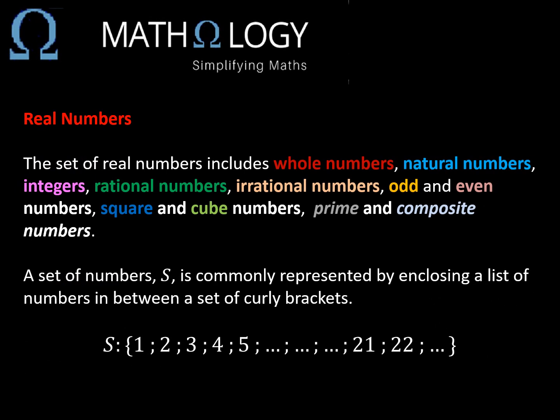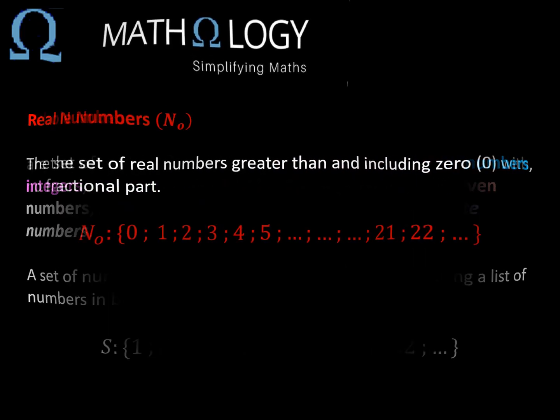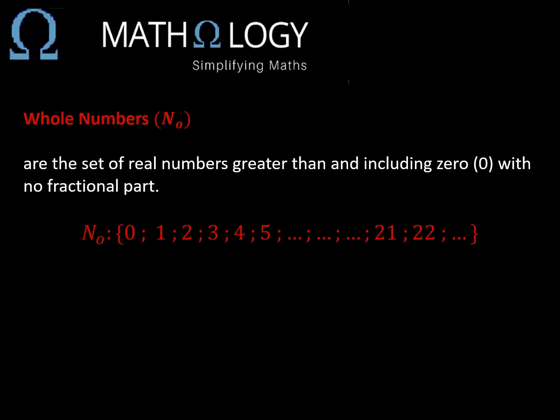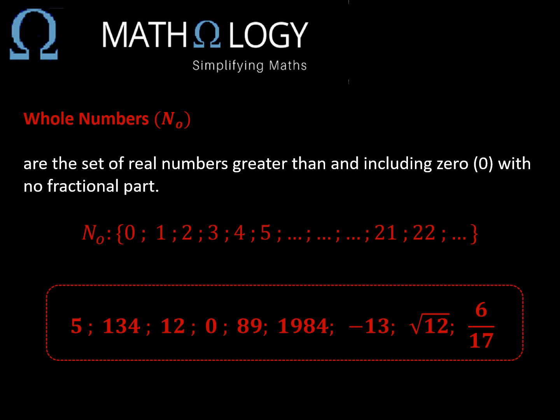The set of real numbers includes whole numbers, natural numbers, integers, rational numbers, irrational numbers, odd and even numbers, prime numbers, and composite numbers. A set of numbers, commonly denoted with the letter S, is represented by enclosing a list of numbers by a set of curly parentheses. Whole numbers are the set of real numbers greater than, and including 0, with no fractional part. Referring to the previous set of numbers, the only numbers that are not whole are -13, √12, and 6/17.